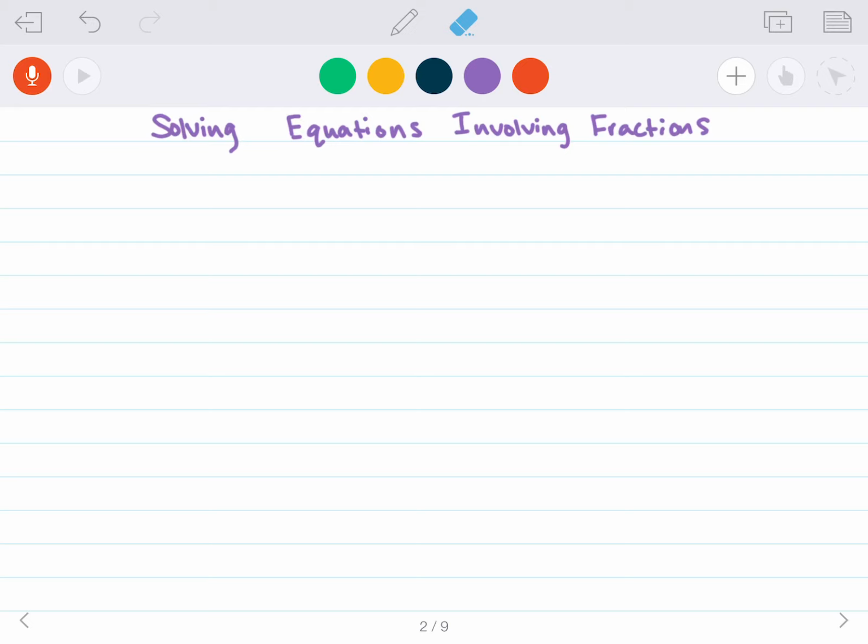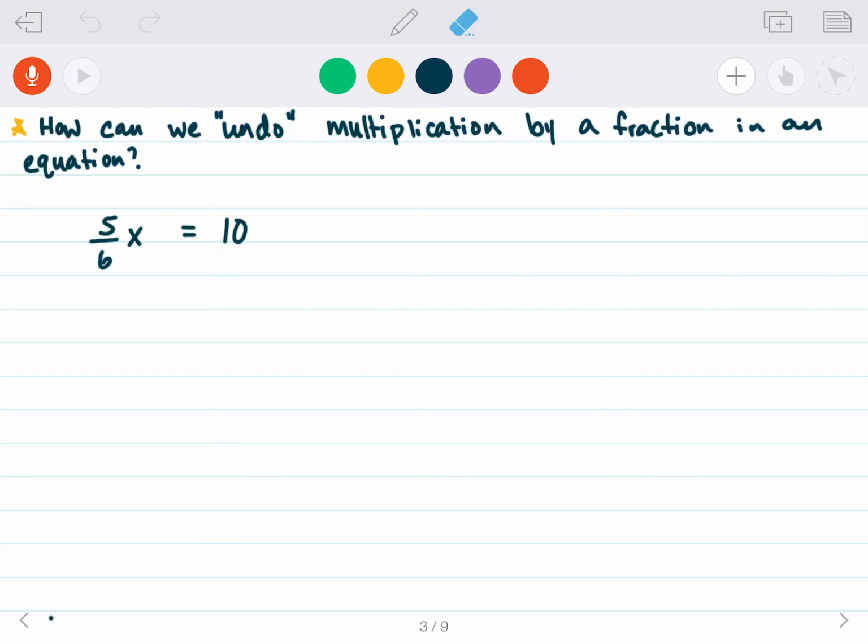Hey guys, in this video we're going to continue solving equations, and in particular we're going to look at solving equations that involve fractions. Okay, so suppose that you're given an equation that looks like this, 5 over 6 times x equals 10, and I want to spend a little bit of time explaining what this means, because a lot of students get confused with this.